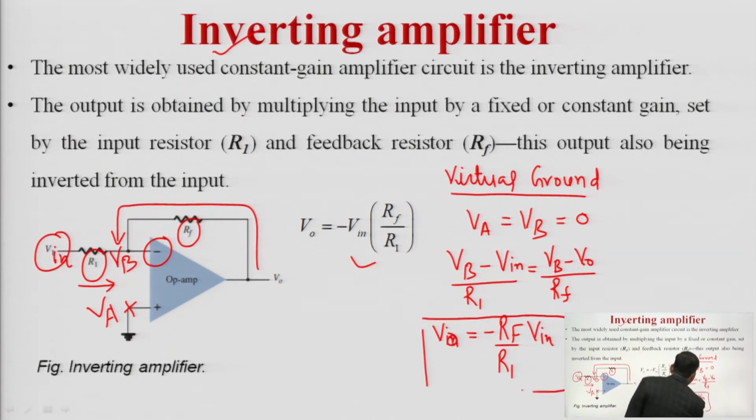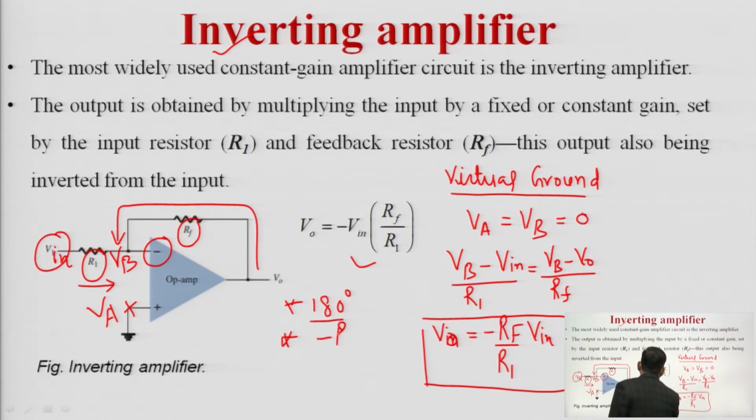Here we can clearly see that there is a phase difference of 180 degrees. Also, previously the high gain was not beneficial for us, so this negative feedback basically reduces the gain. Now the gain is minus RF by R1. So with the help of negative feedback we decrease the gain and automatically increase the stability of the circuit. So this is the first practical circuit.